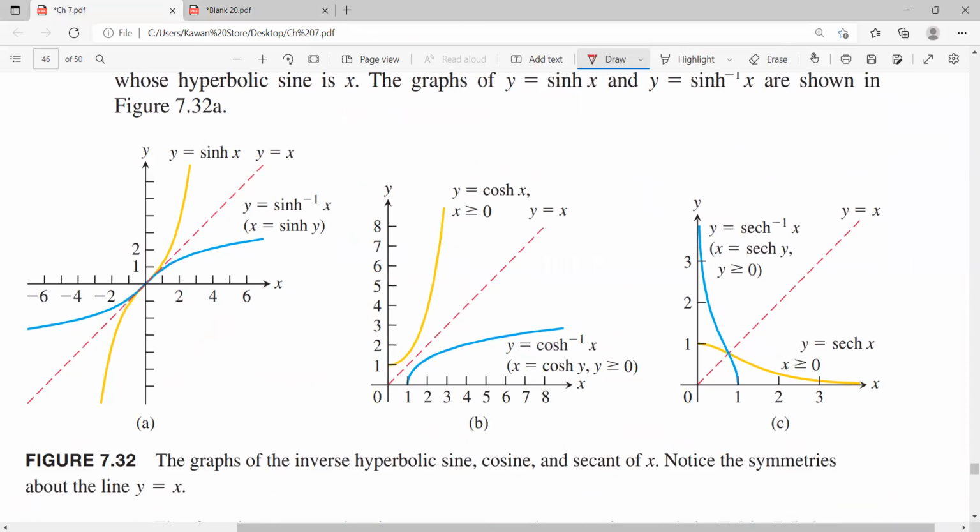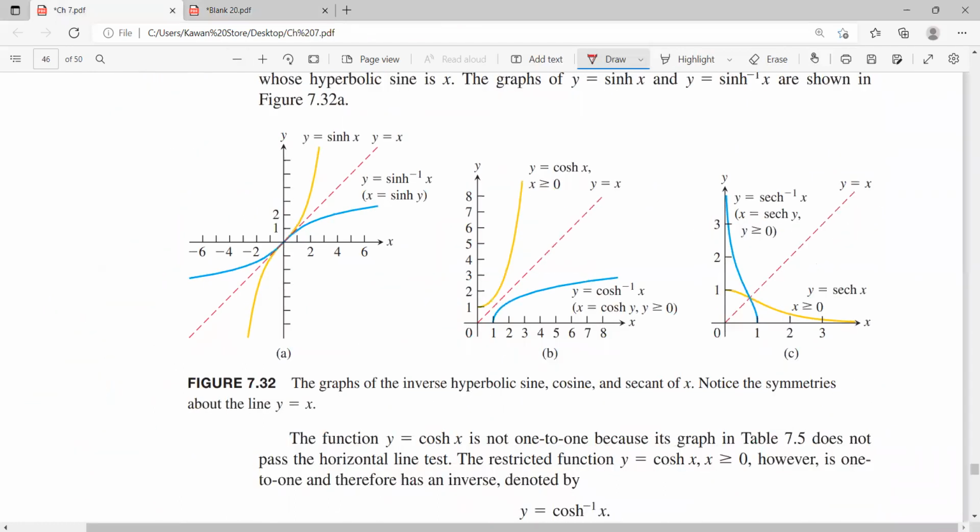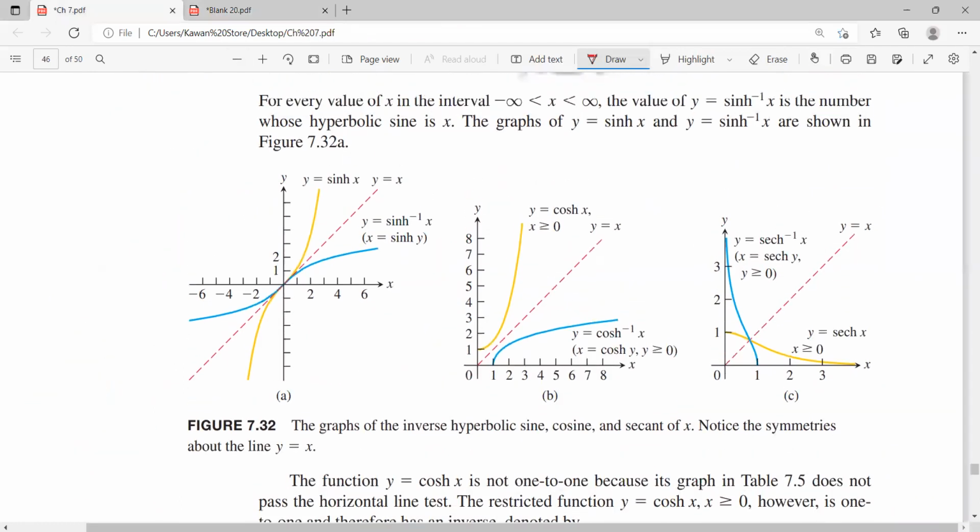So here we are. We have another 6 more. Again, the graphs are important, the derivatives are important, and the integrals are important. So here we have hyperbolic and hyperbolic inverse. Before we go to the inverse, we need to restrict the domain. Do you remember that for sine and cosine? What do you mean by restricting the domain?